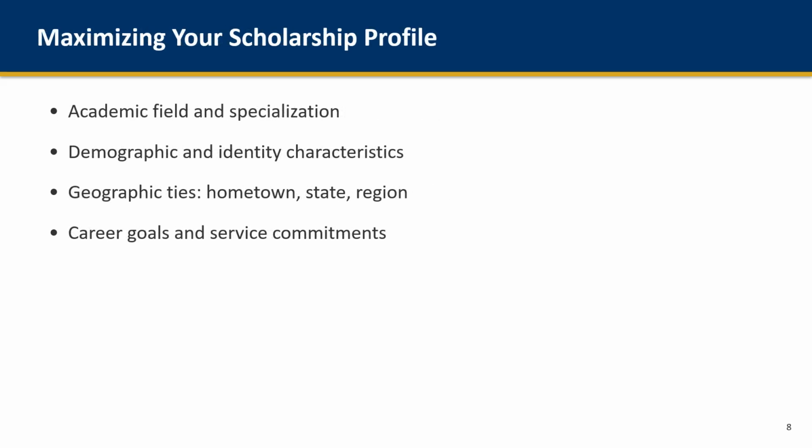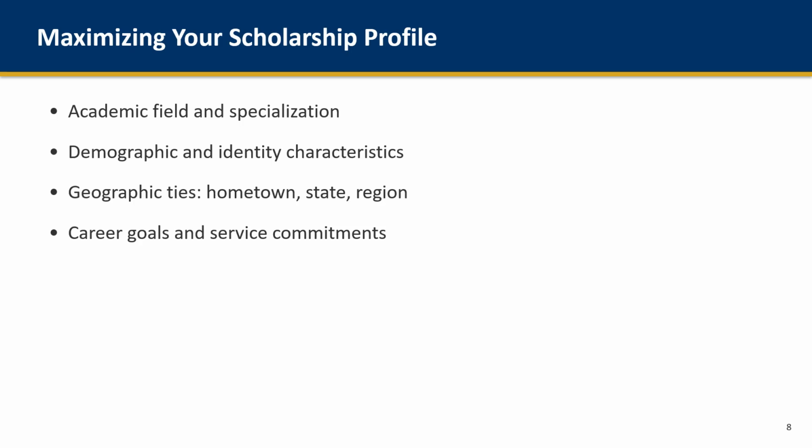Maximize your scholarship search by fully understanding your profile dimensions. Each dimension opens different opportunities. Your academic field and specialization matter most obviously. Public health students have access to public health scholarships, but specializations matter too. Epidemiology scholarships, health policy scholarships, environmental health scholarships. Each category has dedicated funding sources.